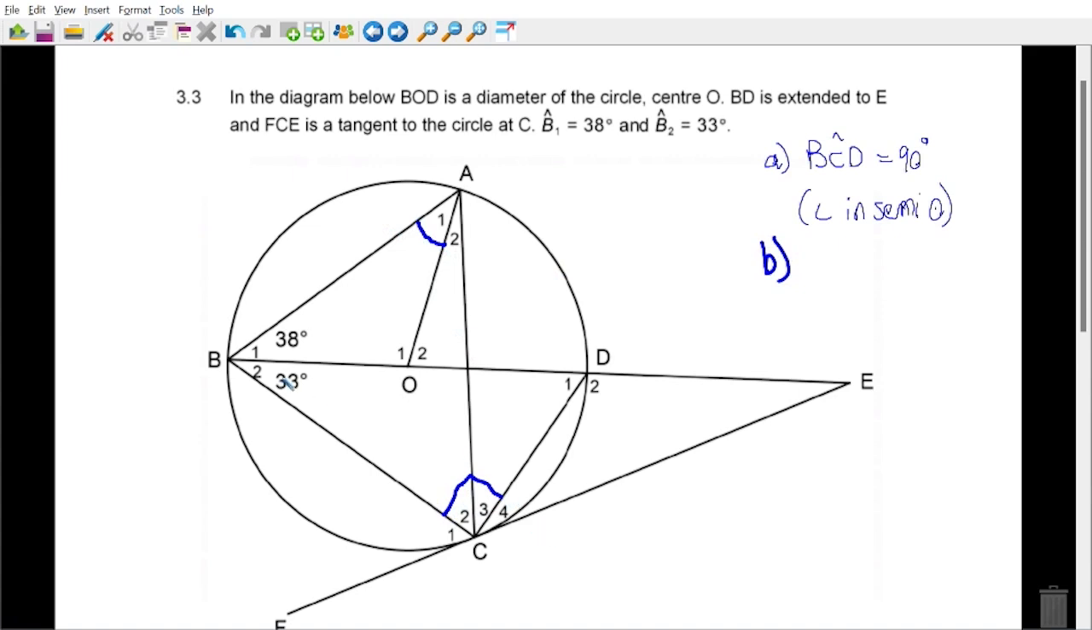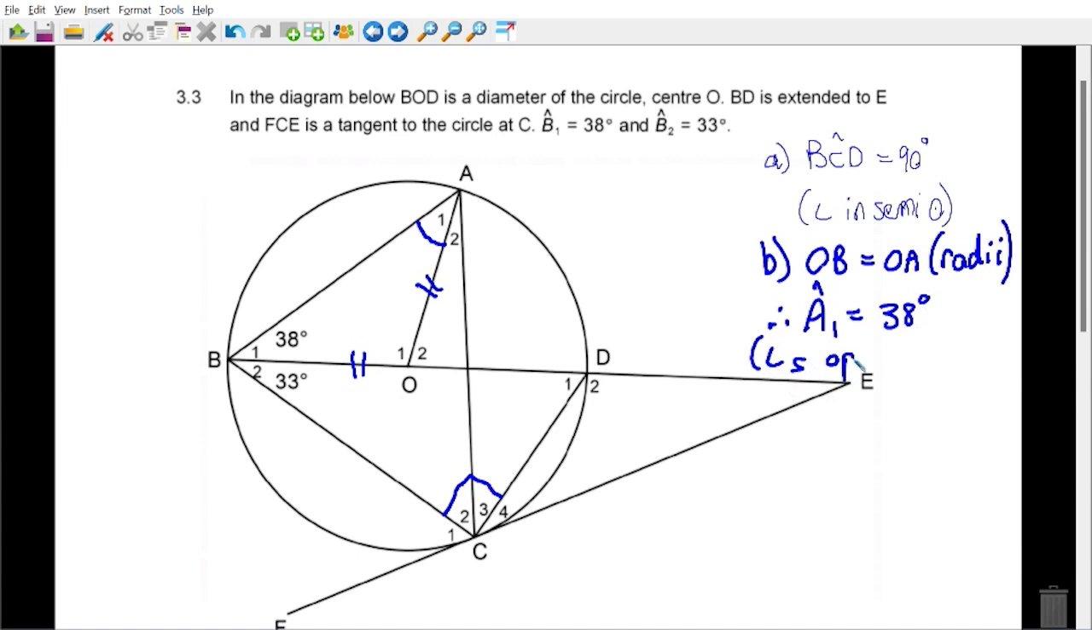Right, what we know is that OB equals OA. They are called radii. In other words, that's equal to that. And so therefore, A1 is actually going to be the same as B1. It's going to be 38 degrees. And the reason for this is angles opposite equal sides.